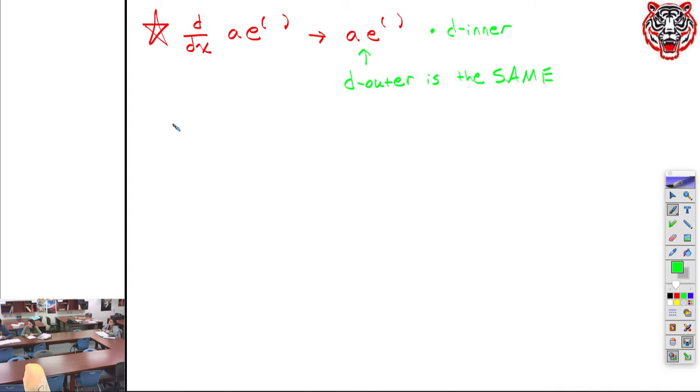Anything else I want to say here? No. Just make sure that you're always multiplying by the derivative of the inner. Let's do some examples. So example 1.